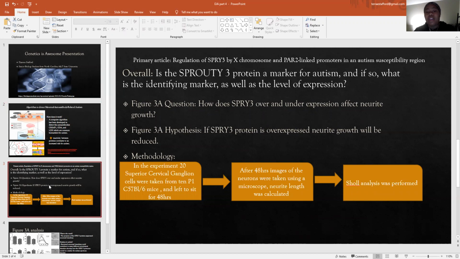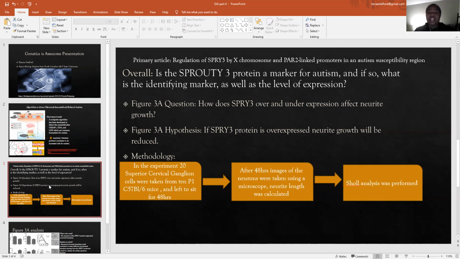So my figure 3A question, which is the figure I chose to represent, was how does the SPRI3 over and under expression affect neurite growth? And for the hypothesis, it was if the SPRI3 protein is overexpressed, neurite growth will be reduced.